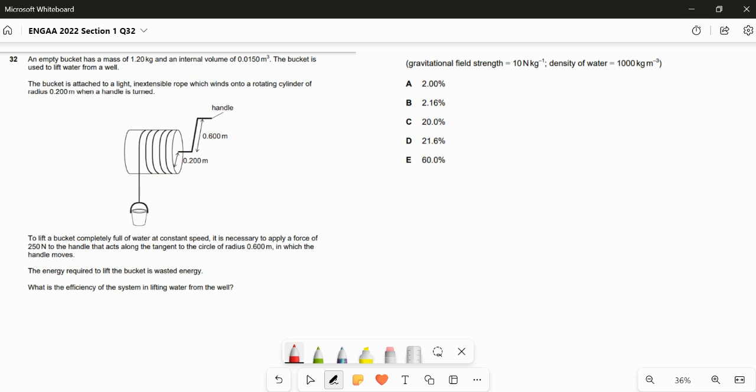in which the handle moves. So, a lot of words so far. Let's see what this means. The energy required to lift the bucket is wasted energy. What's the efficiency of the system in lifting water from the well?